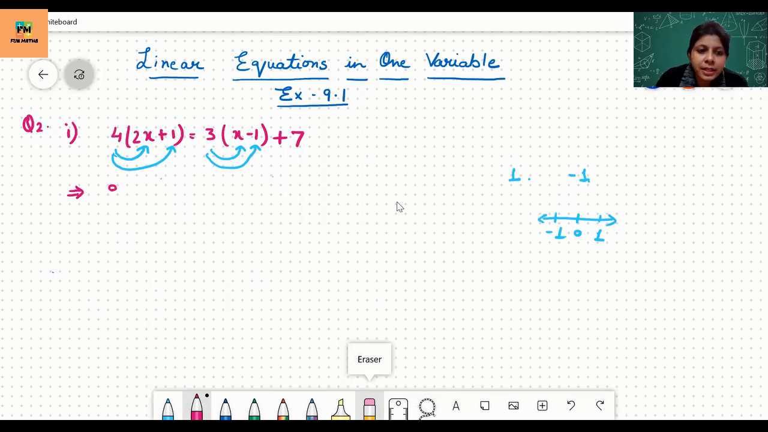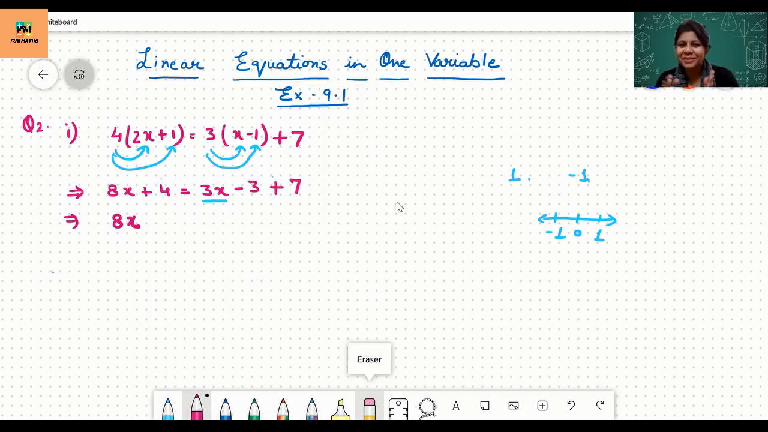Alright, so let's start by opening the brackets. So 4 into 2x, yes, 8x. 4 into +1 will be +4 is equal to 3 into x, 3x, and 3 into -1 will be -3. And we are going to copy this number 7 as it is. Yes. Next step, we have to bring the variables on one side and the constants on the other side, as we were doing in the previous questions. So let's write first, that is 8x. Now leave this +4. And we have to see the right hand side where we get this particular term with this variable 3x.